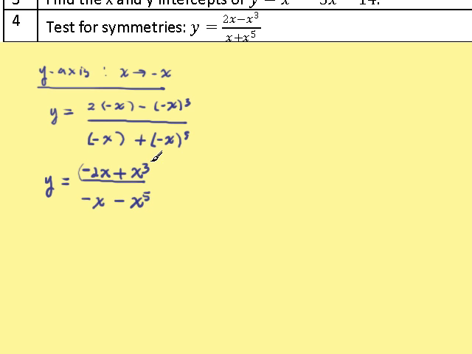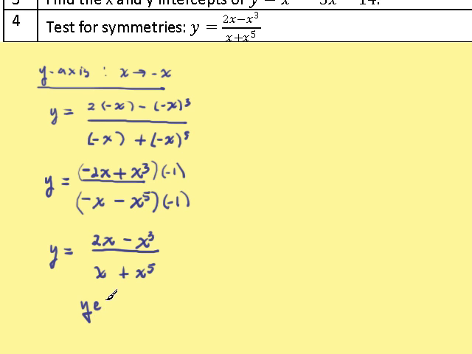If we multiply this by -1 and this by -1, multiplying top and bottom by the same number does not change the fraction. Okay, so here we get 2x minus x cubed, and in the denominator we get x plus x to the fifth. Now this is the same as the original, so we're going to say yes. Yes for y-axis.